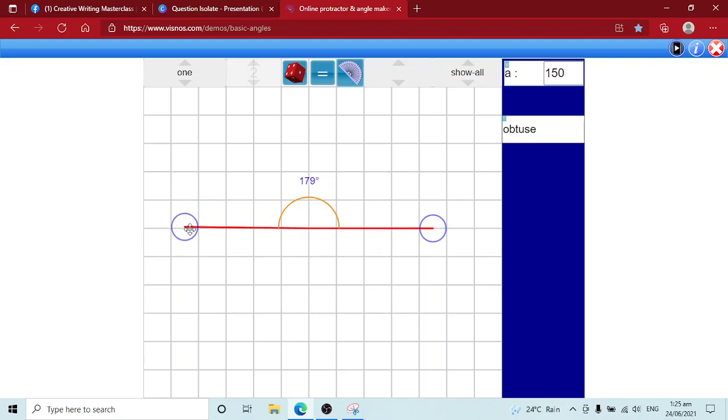Now for the straight line, 180 degrees is a perfect straight line, a perfect protractor, a perfect semicircle, or perfect half circle. There is an instrument in your geometry set.